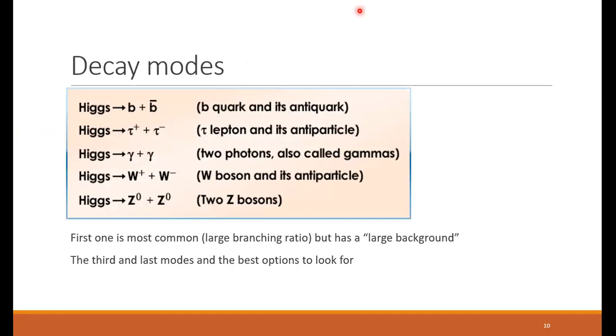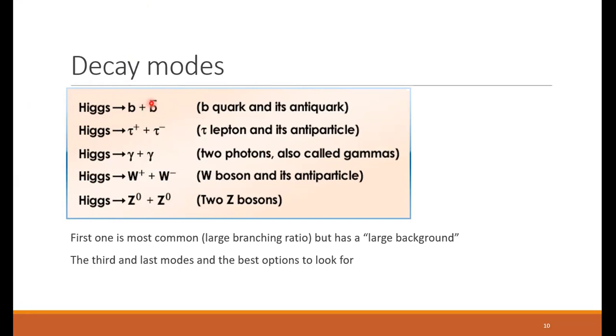Okay, so when we're looking for the Higgs, we look for what it decays into. And the Higgs has several decay modes, as you can see here. A decay mode is, well, each possibility is a decay mode. So we say that the Higgs can first and foremost decay into a bottom quark and its antiparticle, or the Higgs can decay into a tau lepton and its antiparticle, or it can decay into two gamma photons, and so on, right?